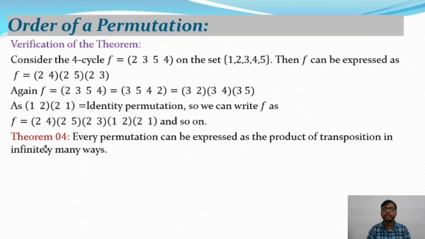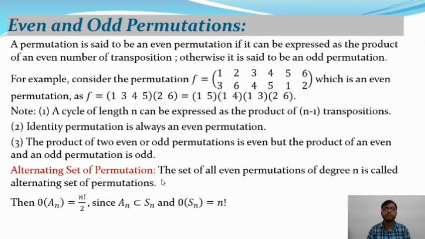And after that we will talk about the fourth theorem on the order of a permutation. Every permutation can be expressed as a product of transpositions in infinitely many ways. This is the fourth theorem. After that we will discuss even and odd permutations. A permutation is said to be an even permutation if it can be expressed as a product of an even number of transpositions. Otherwise it is said to be an odd permutation.